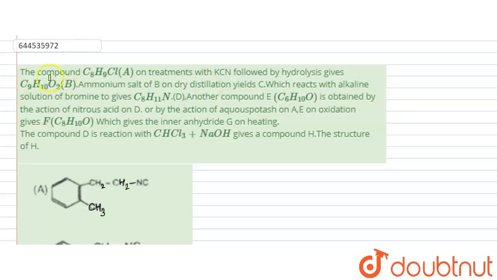So let's see this question. In this question it is given the compound C8H9Cl on treatment with KCN followed by hydrolysis gives C9H10O2. Ammonium salt of B on dry distillation yields C, which reacts with alkaline solution of bromine to give C8H11N. Another compound E, C6H10O, is obtained by the action of nitrous acid on D or by action of aquapotash.